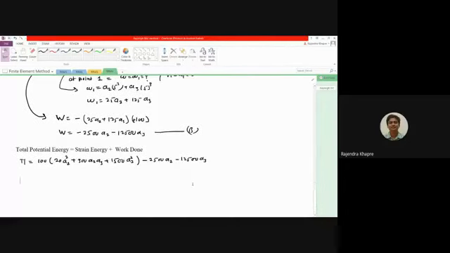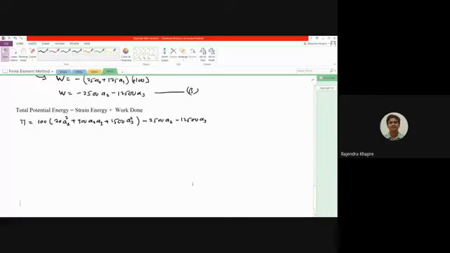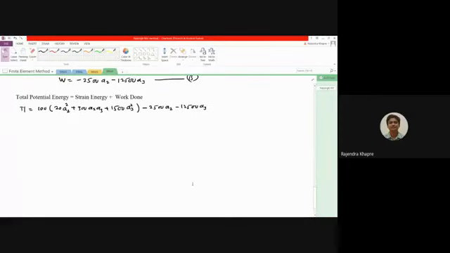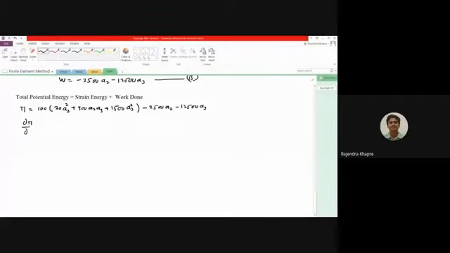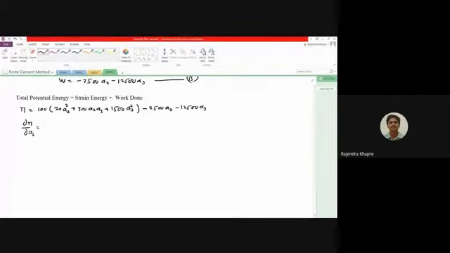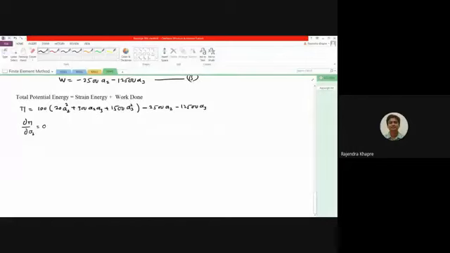Now, if you want to know the unknown constants, that is A1, A2 and A3, in that particular case we should have the total potential energy as minimum. You can get the total potential energy as minimum by taking the partial derivative of the total potential energy with respect to A1, also with A2 and A3, and equating it with 0.